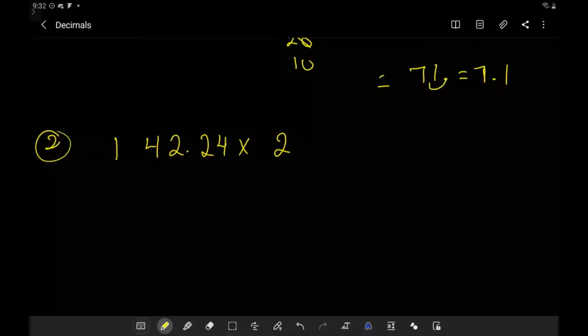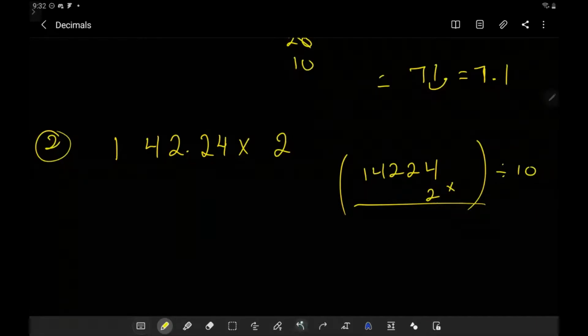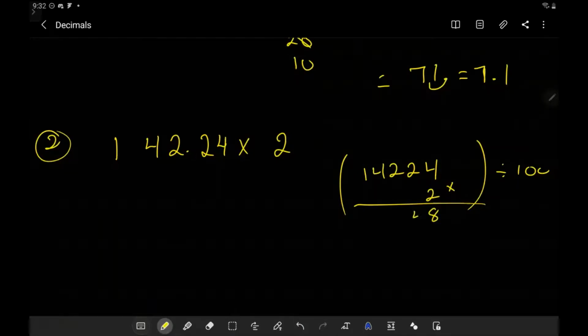All right, so let us take a look at this multiplication. We could do the same trick. We could multiply by 100. So we have 142.24 multiplied by 2, and remember, we divide that whole thing by 100, because that was the number of decimal places moved. So we multiply like usual. 4 2s are 8, 2 2s are 4, 2 2s are 4, 4 2s are 8, and 2 1s are 2. Then we move back 2 decimal places here. So the answer for this is 284.48.